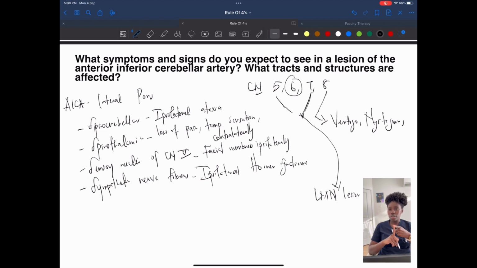With lower motor neuron lesion of cranial nerve 7, they lose everything. So they lose wrinkling of the forehead on this side, they have the facial droop, they lose sensation, it's a complete paralysis of the affected side. So here you have lower motor neuron lesion of cranial nerve 7. So if you put all of the symptoms and signs together, these are the kind of things that you typically find when you have lateral pontine syndrome.